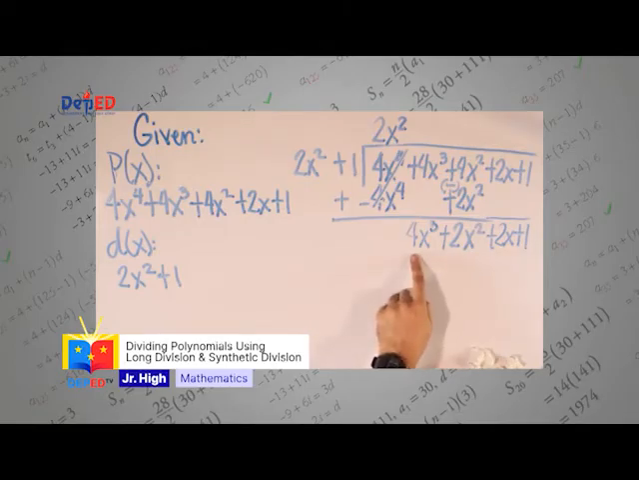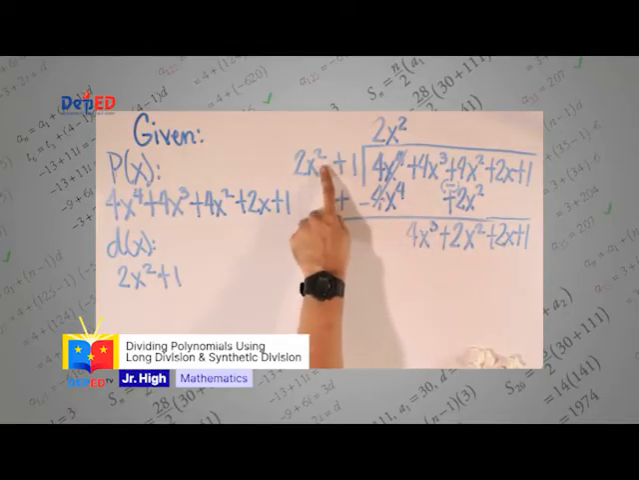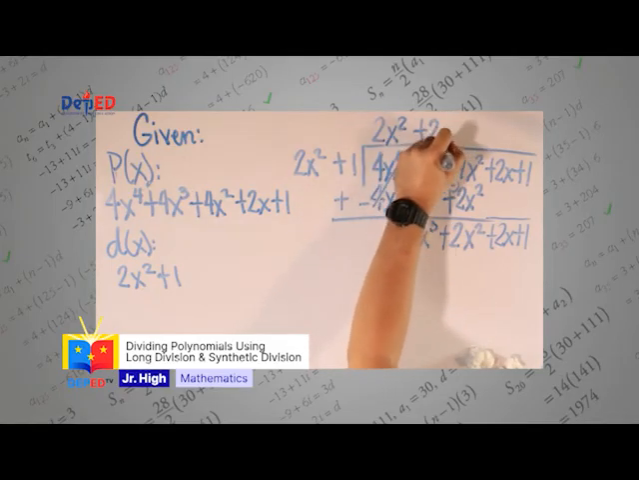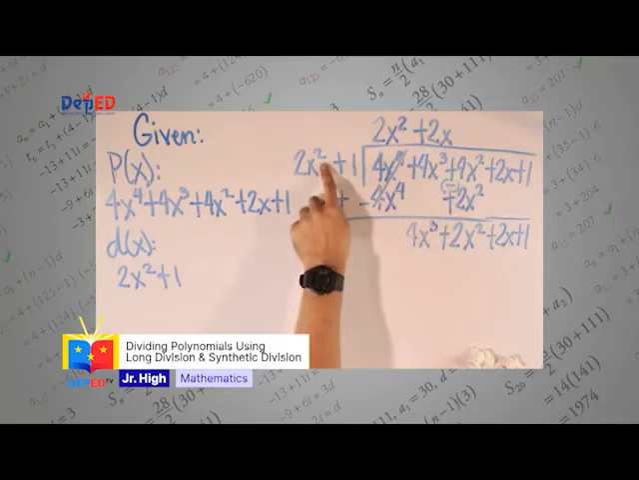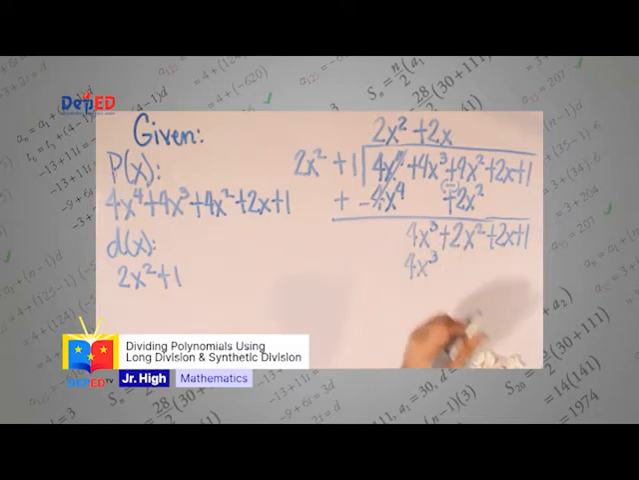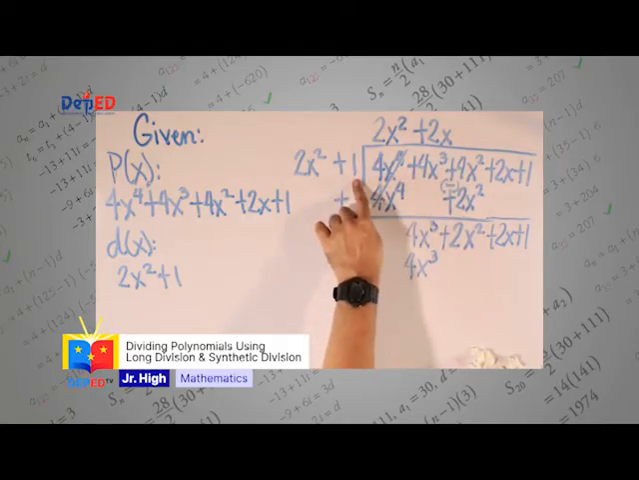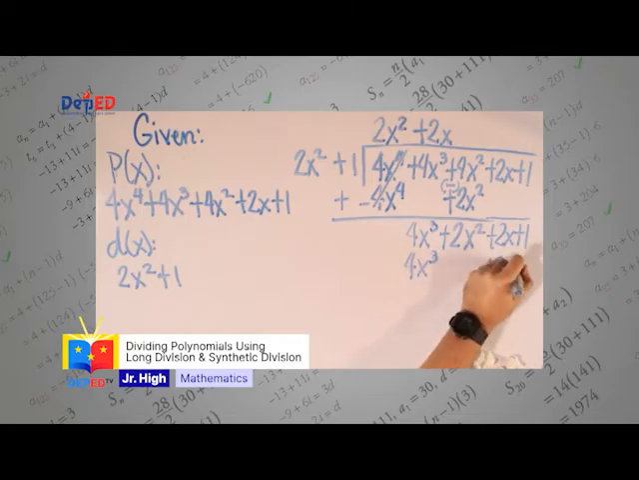Let's repeat the first step, that is dividing the first term 4x cubed by 2x squared. It will give us positive 2x, and 2x times 2x squared will give us positive 4x cubed. 2x times 1 will give us positive 2x, and we'll write it in here.